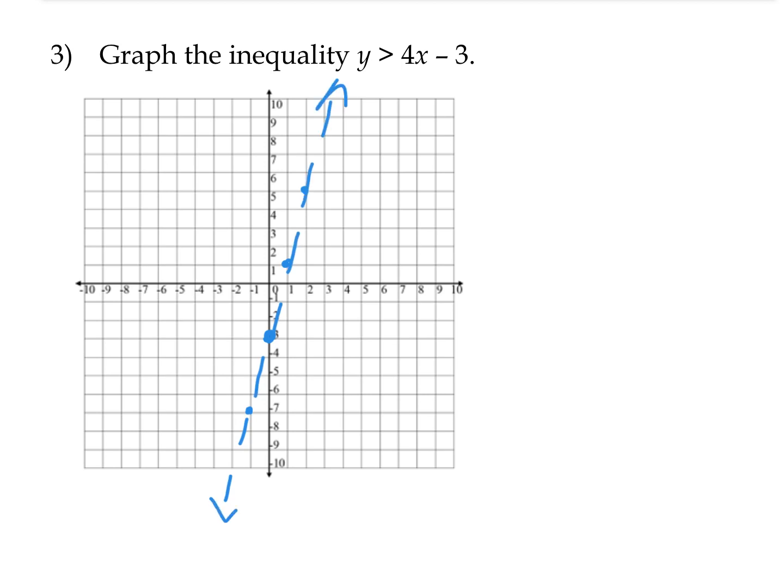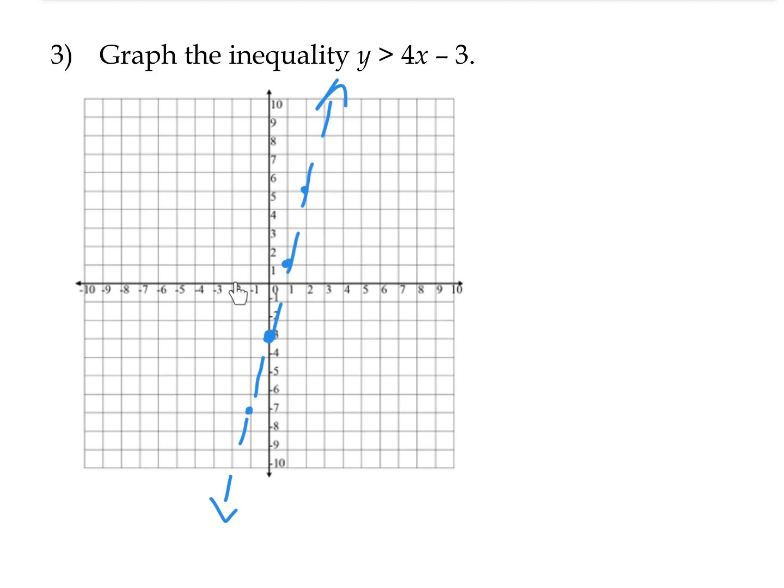Similar to having an open circle on your number line when we're graphing just with one variable. Now we want to test a point. So you want to pick a point that's not on that boundary line. You could pick 10 comma negative 5 if you wanted to. That's not on the line.